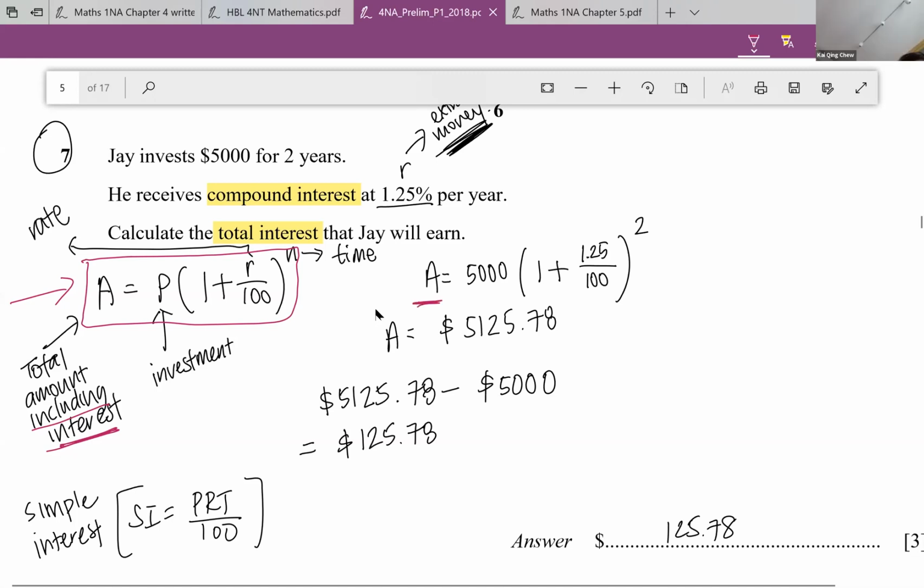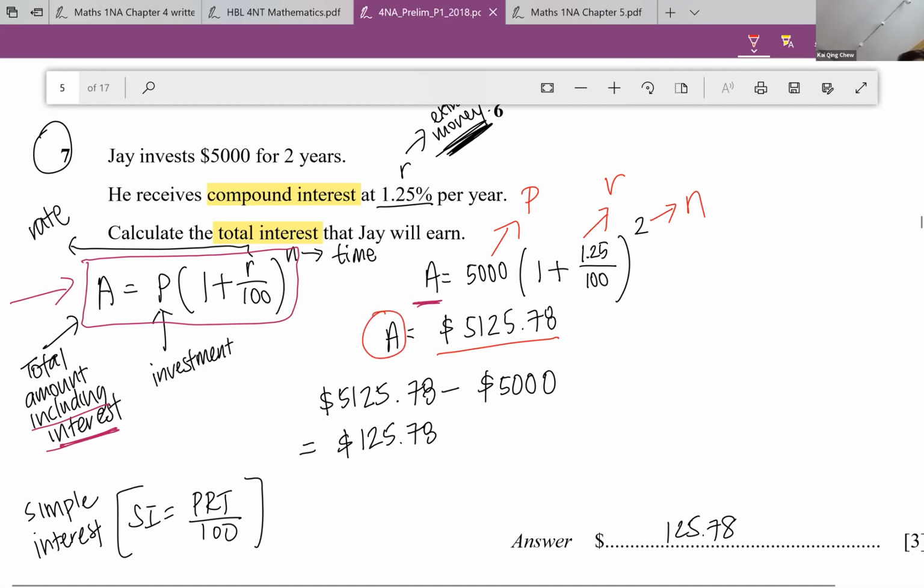So basically what I did is I put in my P, and then I put in my 1.25 as my R, and then my N is 2 years. Whatever years they give is the N. Then I get the total amount here, which is calculator work, 5125.78.